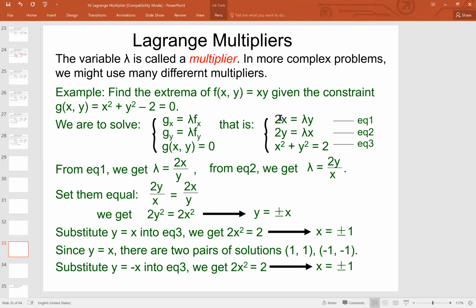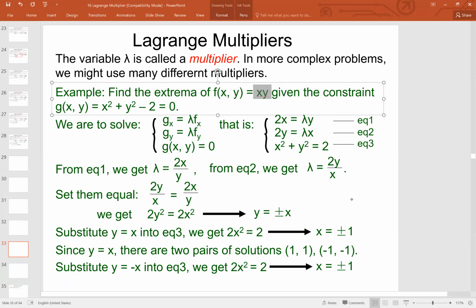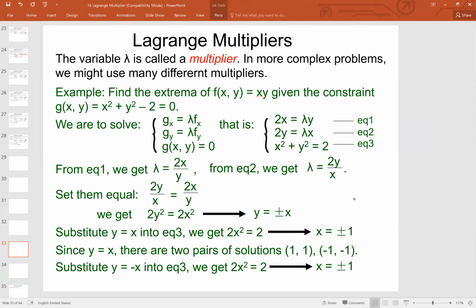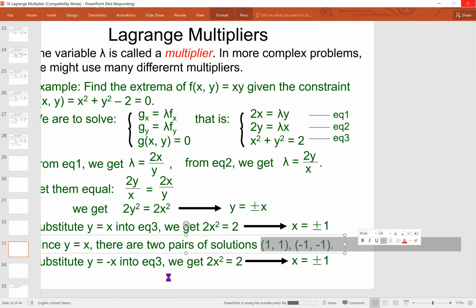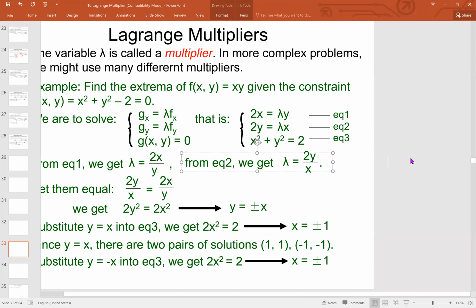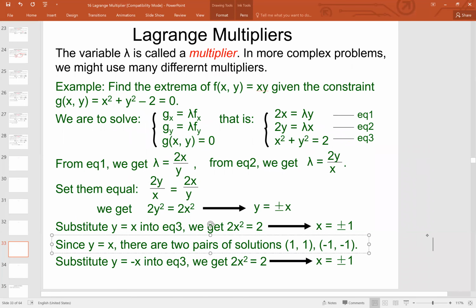And then you get two pairs of solutions, plus minus 1. Then you find the corresponding y values here. Y to x, and so you can find out that therefore these are the 2 points on the circle. These are the 2 locations on the circle where the high and low points are. So let me move it back here.